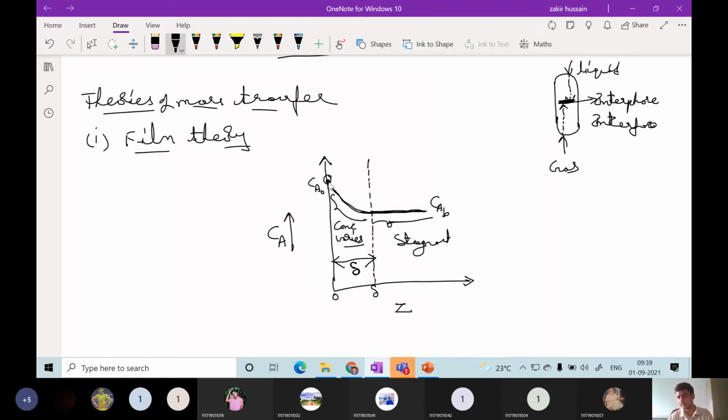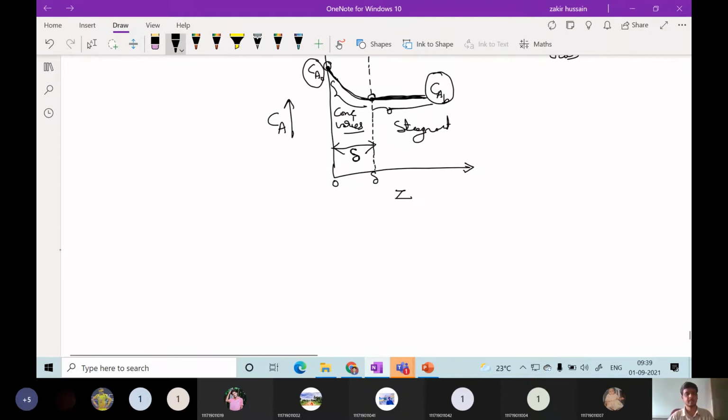So the concentration will vary from the initial concentration Ca0 to some interfacial concentration. Then from this interfacial concentration, the concentration will be the same as the bulk concentration. That is what is said by film theory. So what are the assumptions offered by this film theory?